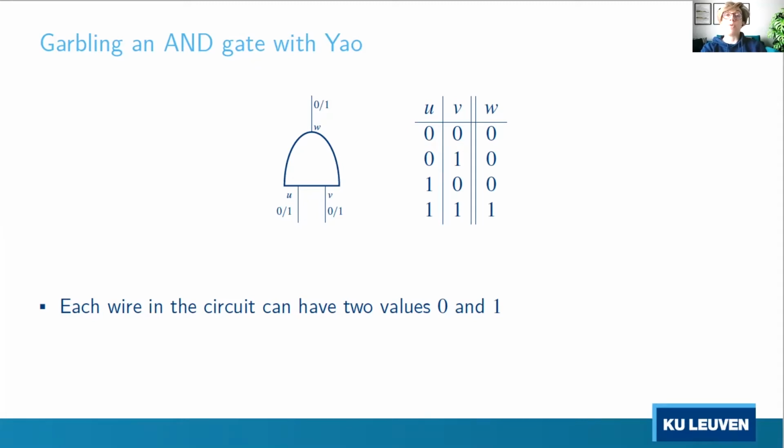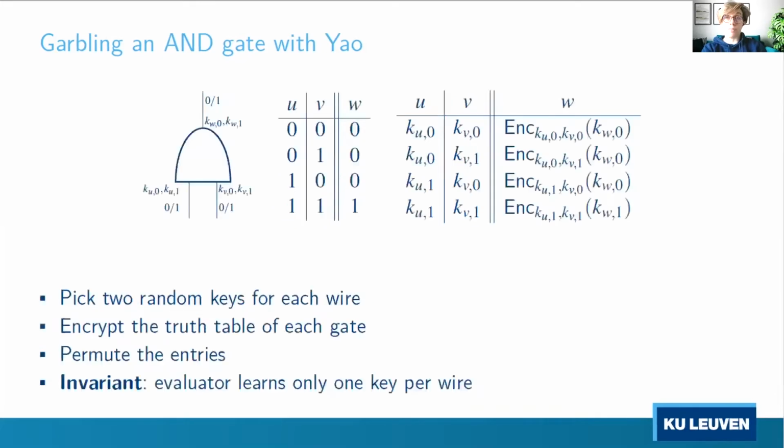First thing we do, we replace the actual values that can be either 0 or 1 on each wire with random strings of bits, in this way. And these strings of bits are typically cryptographic keys. We can imagine that these are at least 128 bits long. And these strings of bits are called labels or keys. So we replace the first two columns of the AND truth table with the keys corresponding to the wires U and V. And now what we do, we double encrypt the output key value under the keys corresponding to the input values. And we write down this value in the table.